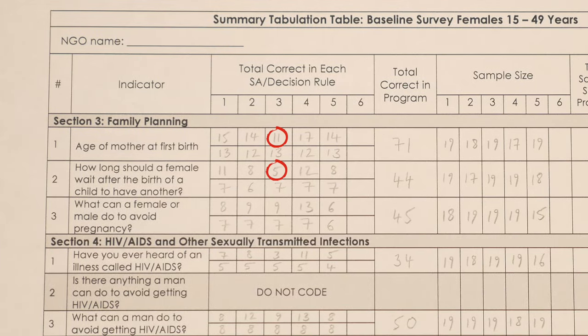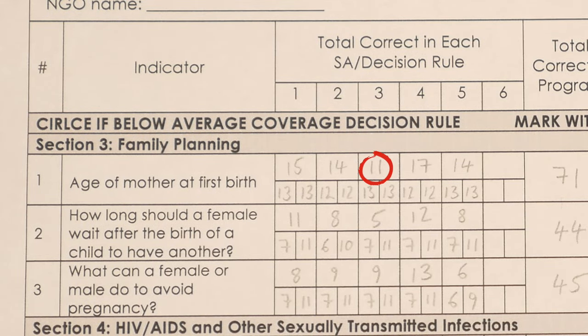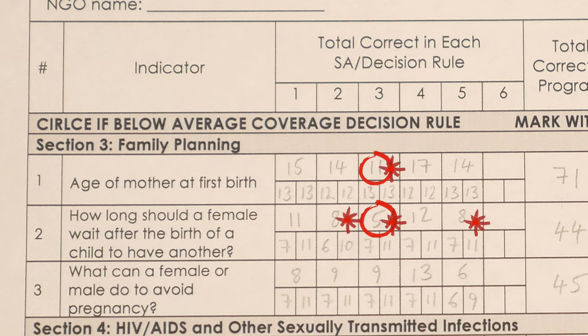Finally, circle the indicators for any supervision areas which are below the decision rule for average coverage. These are indicators which are well below the average and will require special attention. Then mark all the indicators in each supervision area with an asterisk that have not reached the decision rule for the target coverage. These indicators and supervision areas are classified as falling well below the target, and so these will also be our priority areas.